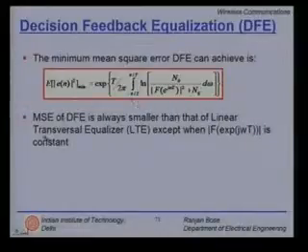It can be shown that the minimum mean squared error of DFE is always smaller than that of the linear transversal equalizer, LTE, except when the absolute value of F(e raised to j omega T) is constant. This value is the transfer function of the channel, N0 is the noise power. Again, we are helpless as noise power goes up, then your minimum mean squared error will go up and we can do nothing about it.